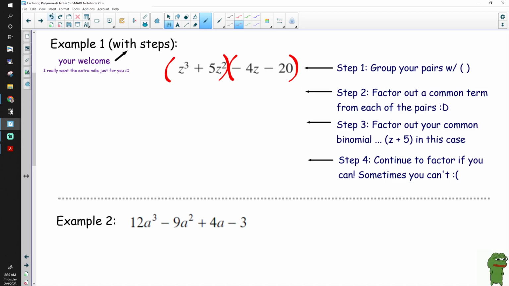Step number 2 is we are going to take out some common terms, so GCFs and any variables we can take out. We're going to do each group separately. You do not have to take out the same thing for both groups. Right now I want you to ignore the second group, just pretend it's not there, and we're only looking at z to the third plus 5z to the second. What can we take out of both of those terms?